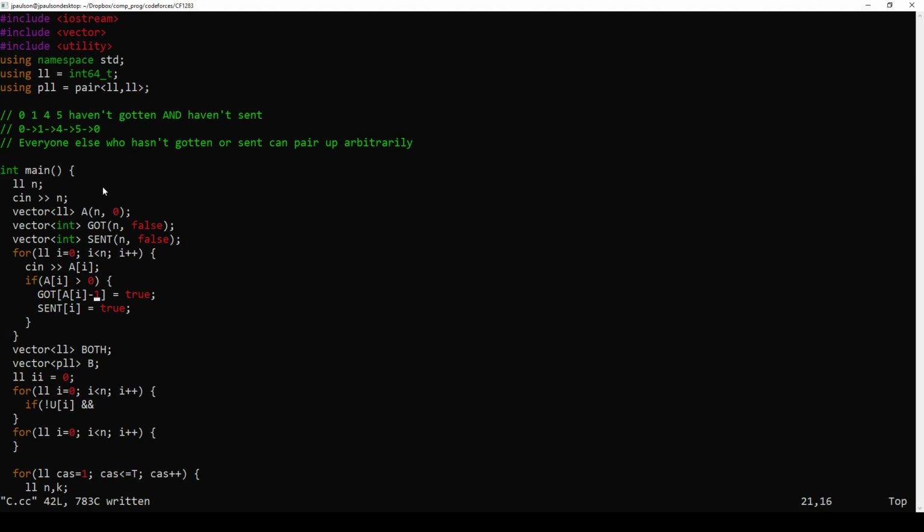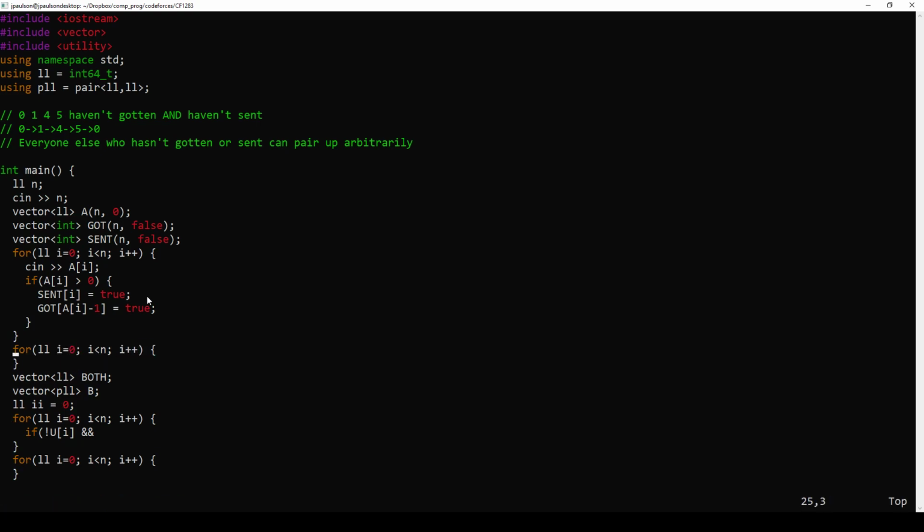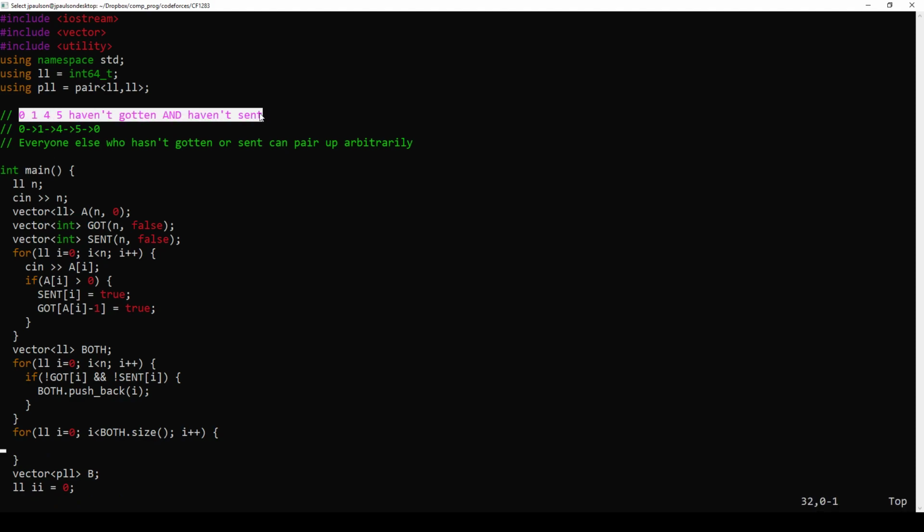Every time A_i is more than 0, that person sent a gift and the recipient got the gift. And remember the one indexing that we talked about. So now we can go through and populate the both vector. Now I've made the list of people who haven't gotten and haven't sent. Now I'm going to implement this idea.